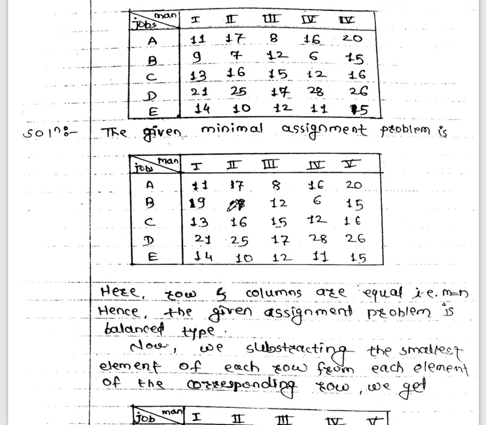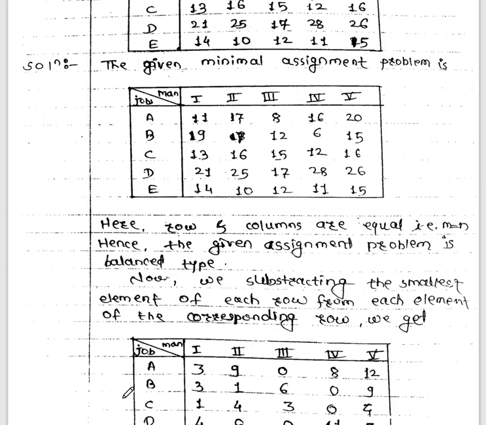Okay, so what is the first step? You have to check whether the given problem is balanced or unbalanced. If you check, the number of rows equals the number of columns, so therefore this problem is a balanced type problem. So what is the second step? Take the smallest element from each row and subtract that smallest element from each row.